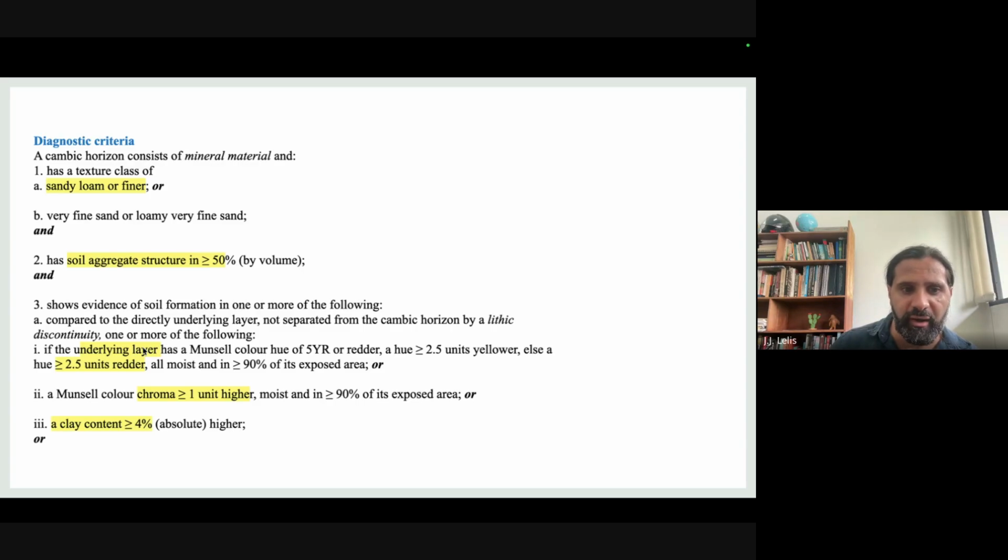If the underlying layer has a Munsell color hue of 5YR or redder, a hue should be equal or higher than 2.5 units yellower, or a hue 2.5 units redder, all moist in 90% of the exposed area, or a Munsell color chroma should be equal or higher than 1 unit in at least 90% of the exposed area, and a clay content should be equal or higher than 4% in an absolute way than the underlying layer.